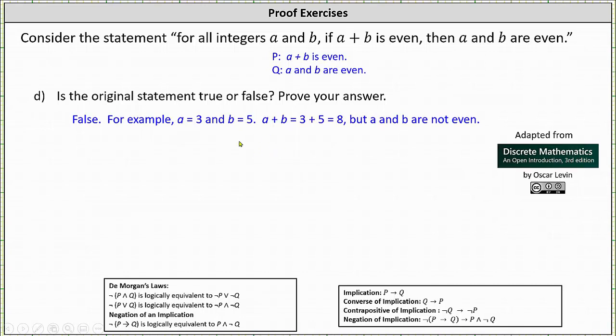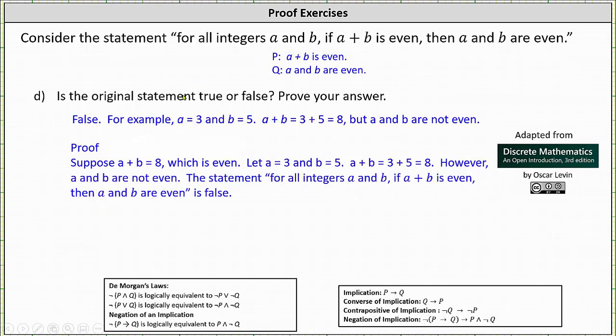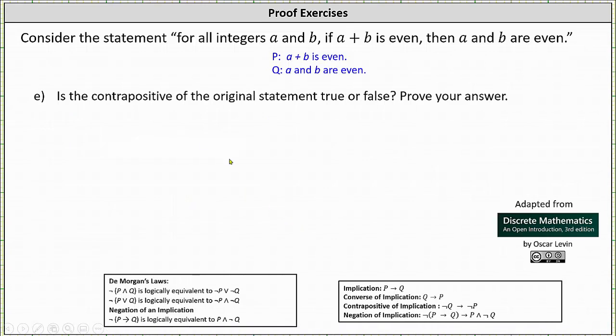For a more formal proof that this is false, let a equal 3 and b equal 5. a plus b is equal to 3 plus 5, which is 8, which is even. However, a and b are not even. The statement for all integers a and b, if a plus b is even, then a and b are even, is false. Part E, is the contrapositive true or false?